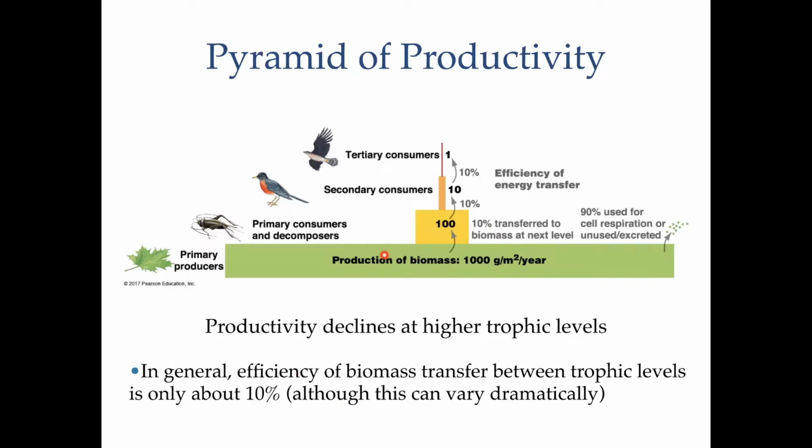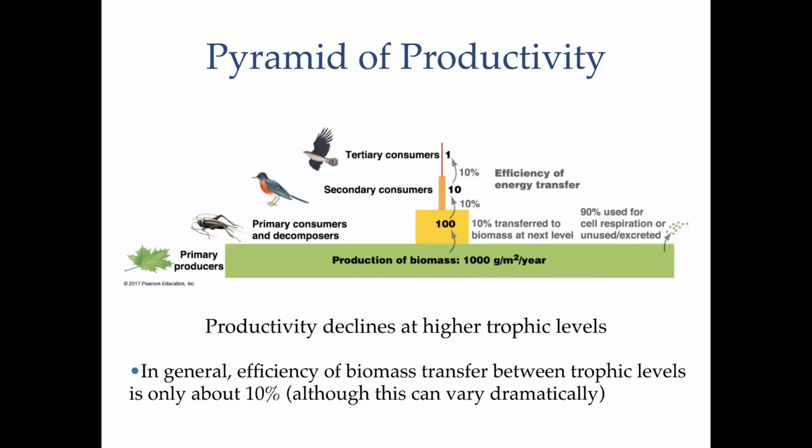In other words, from all the biomass produced by this primary producer here, only 10% of the energy contained in that is going to be transferred to the primary consumer. Only 10% of that is going to go to the secondary consumer, and tertiary, and so on and so forth. So in other words, 90% of that energy is actually used by the organism itself. It is used in cellular respiration, or it is lost from the system and excreted as well.